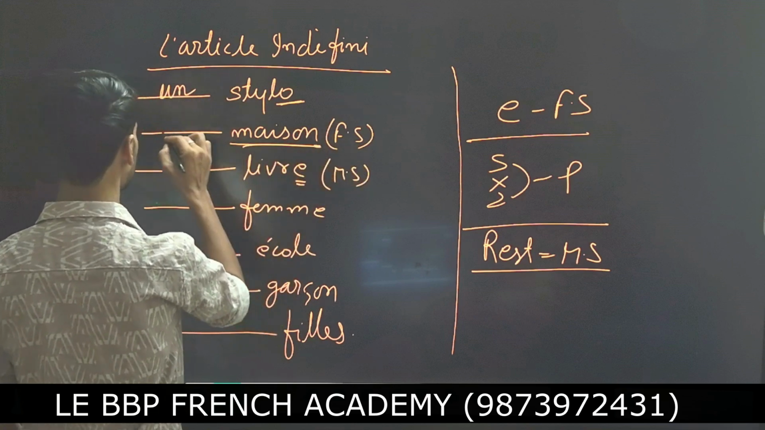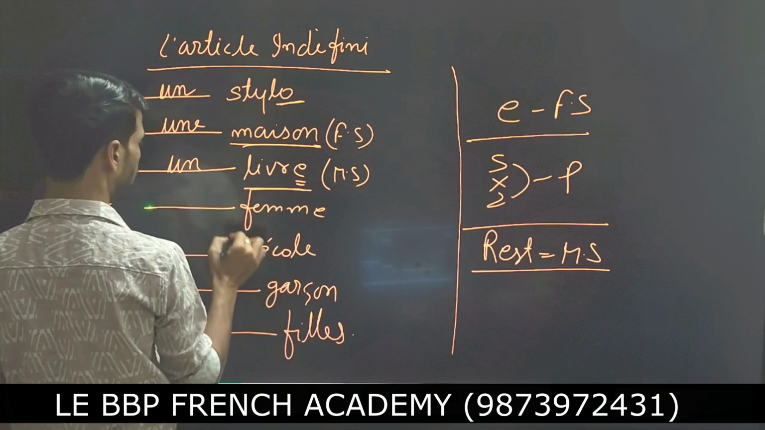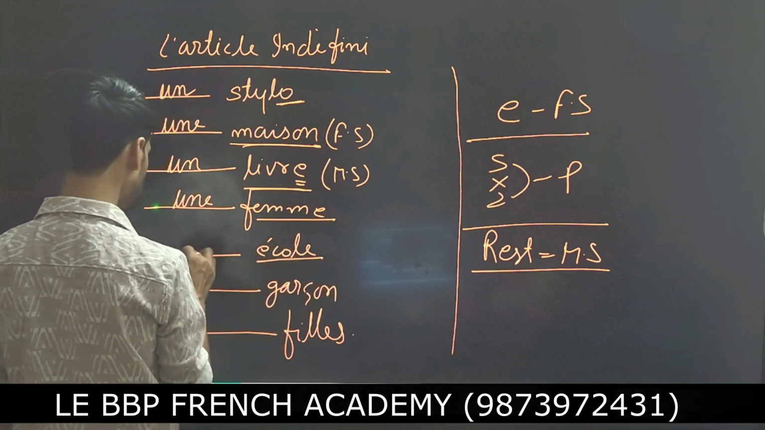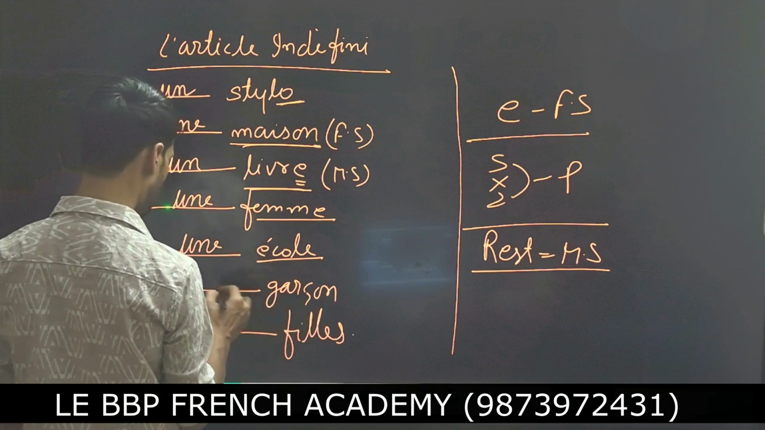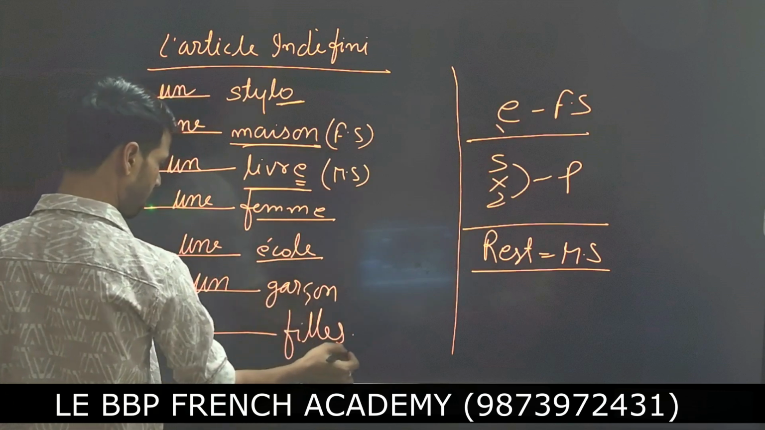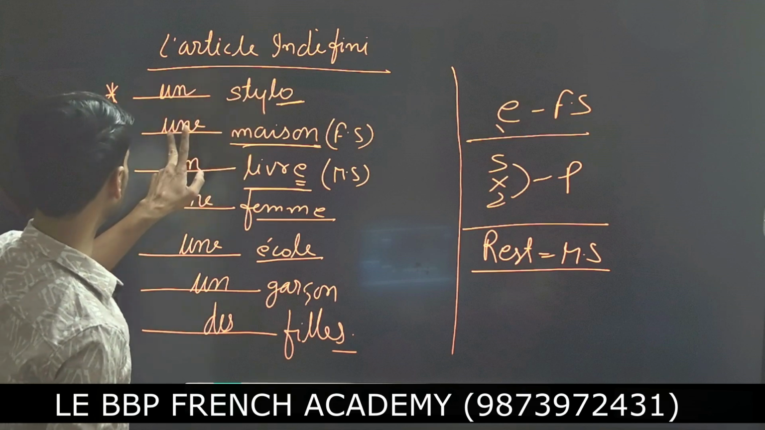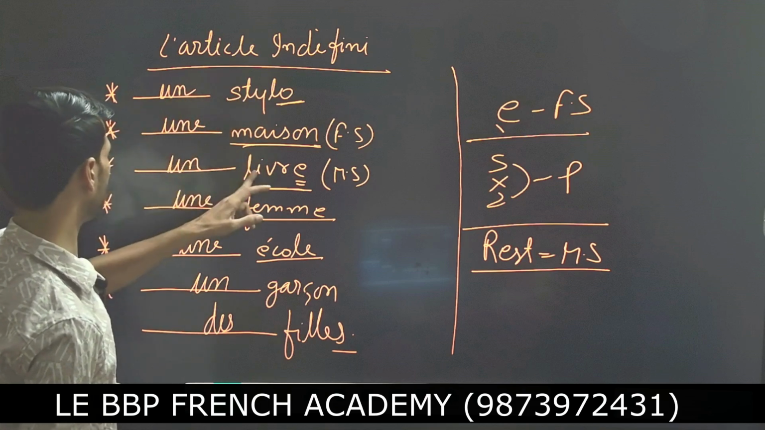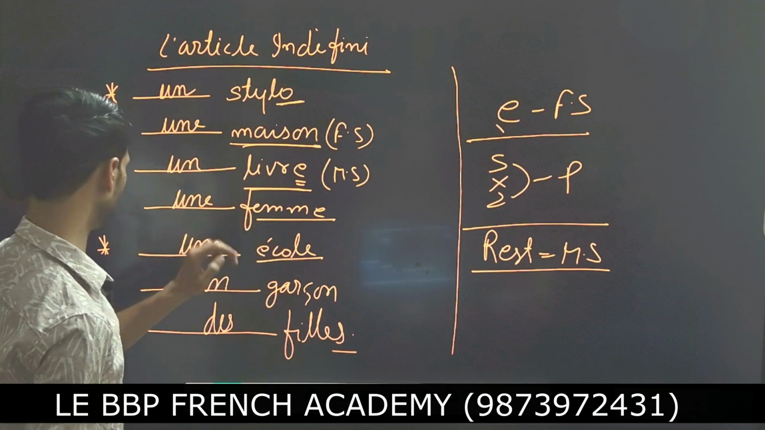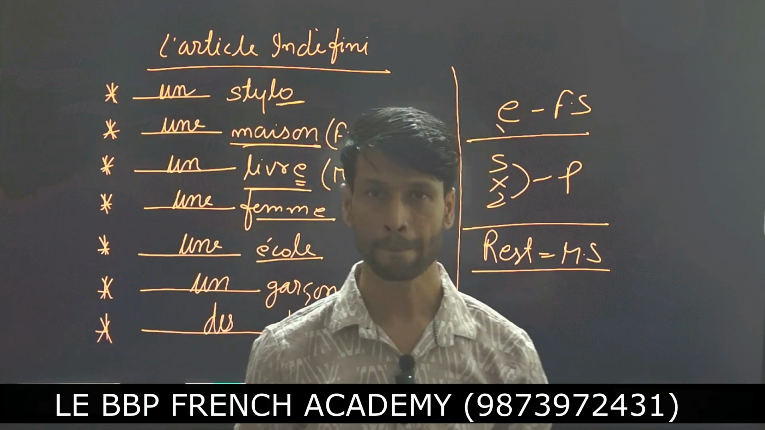Maison is feminine singular, that's why we use une. Livre is also masculine singular, this is an exception, un. Femme ends with e, it's feminine, une. École ends with e, it's feminine. Garçon is masculine because it has no e and no x or z. And for the rest, ending with s, that's why we use des. Like un stylo, a pen; une maison, a house; un livre, a book; une femme, a lady; une école, a school; un garçon, a boy; des filles, some girls. Okay, so now it is clear.